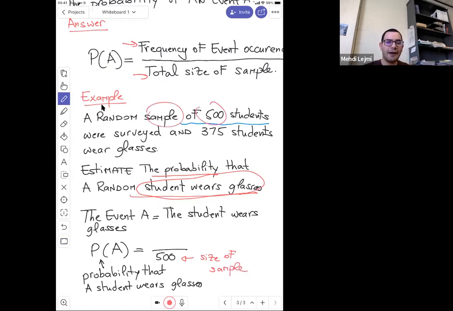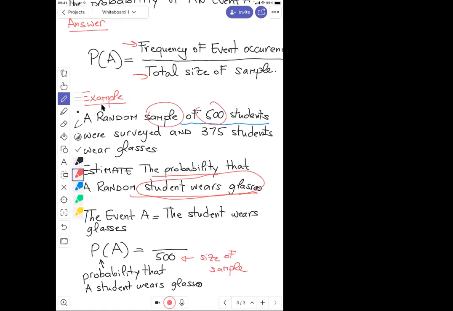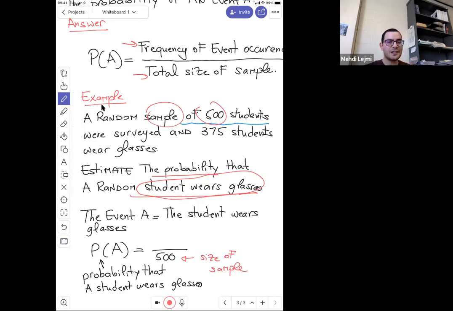Now, out of the 500, how many wear glasses? Well, it says we have 375. So that's the frequency of the event occurrence. It's the frequency of the event A. So out of the 500, we have 375 students wearing glasses. So that's my probability. It's 375 over 500.